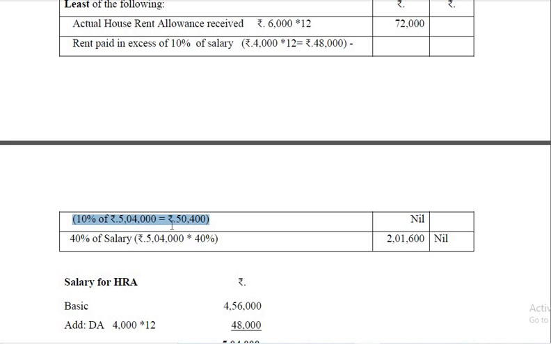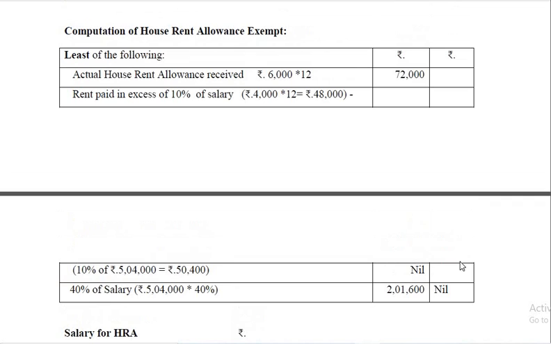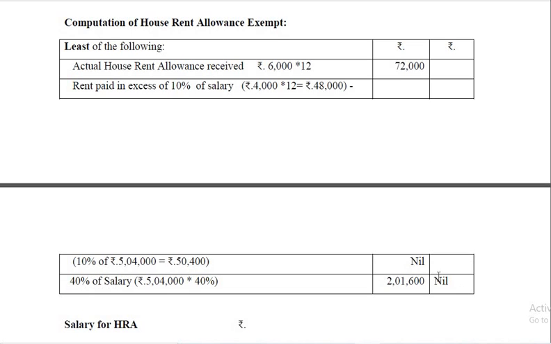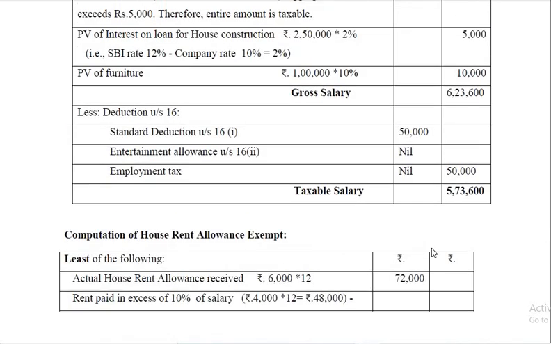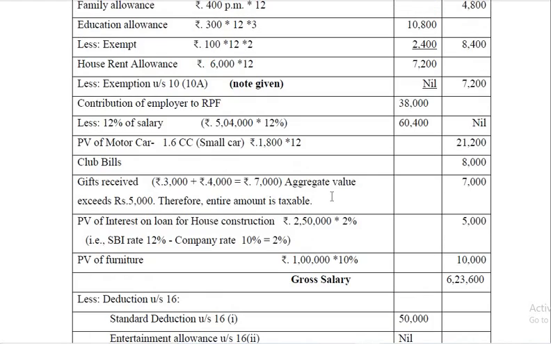So nil value. And then the third one is 40% of salary, because he is not working in one of the metropolitan cities. In other places the rate is 40%. If it is in metropolitan cities, it is 50%. So 40% of 5,04,000 comes to 2,01,600. So if you consider all the three, the least one is nil. Therefore, least of the following is exempt under section 10 subsection 13A. Therefore, nothing is exempt here in this problem. So entire house rent allowance is taxable, 72,000.